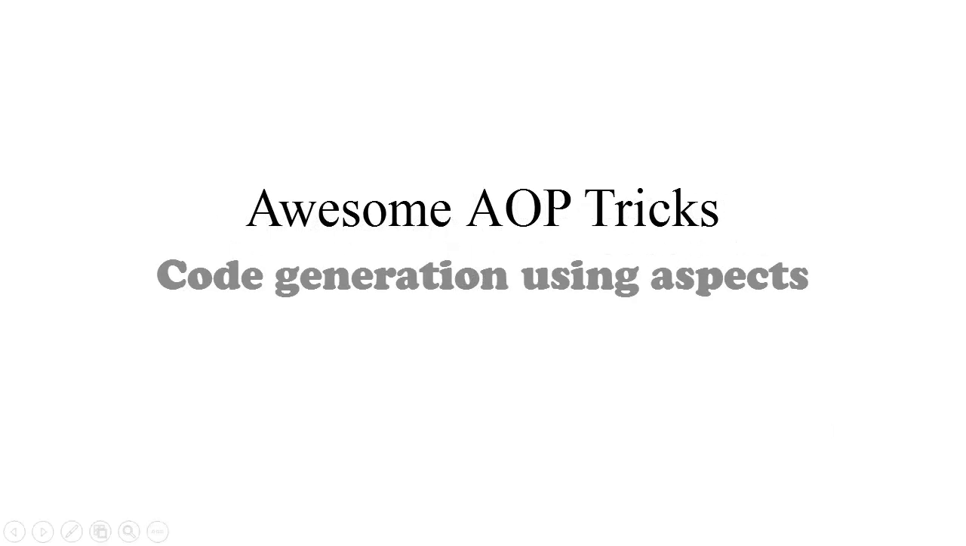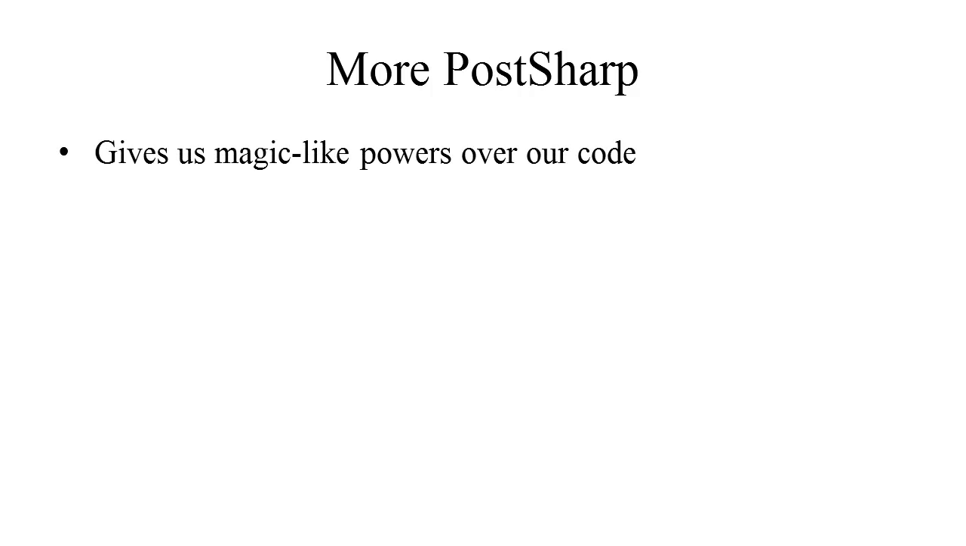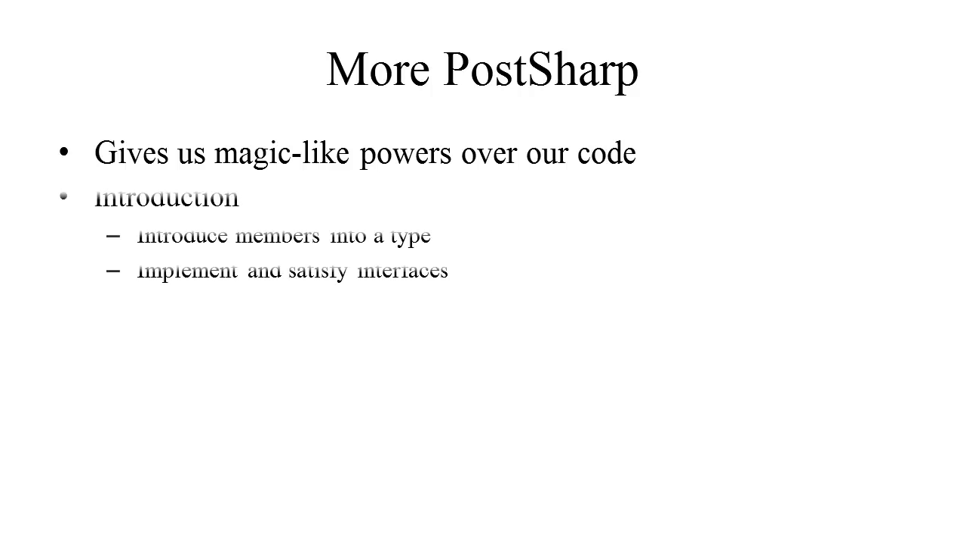Just like we did in our T4 episode, we're going to generate code that we don't want to write. But this time, instead of using a template, we're going to use an aspect. Once again, we'll be using the PostSharp AOP framework, which you can find at postsharp.net. Being a compile time framework, PostSharp gives us incredible and almost magical power. One of those powers is the ability to introduce members into types and even implement interfaces. This is what we'll be focusing on, an aspect that automatically implements and satisfies the INotifyPropertyChanged interface.